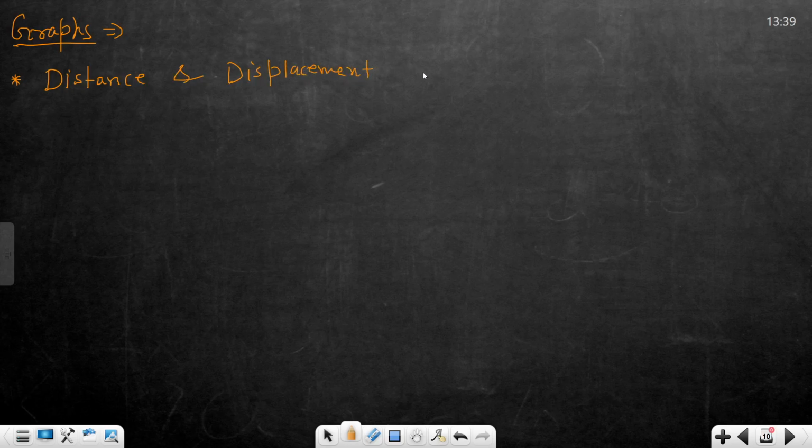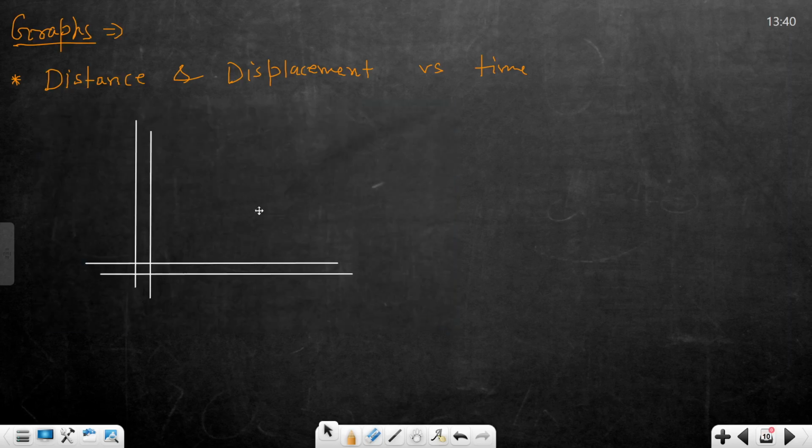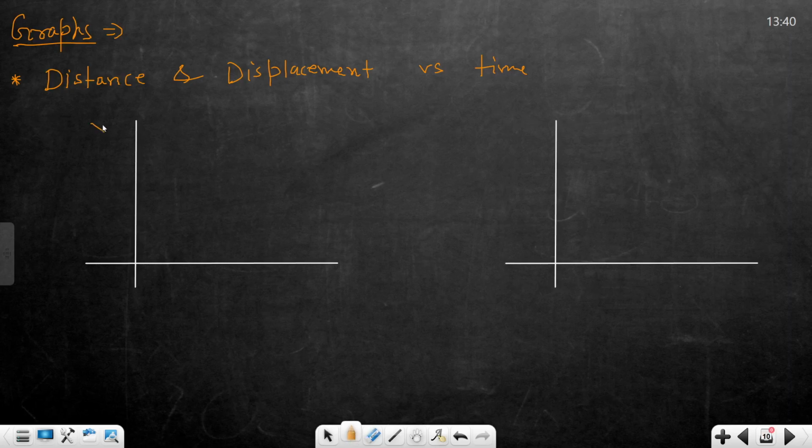चलो, graph. Now we will see graphs. First one is distance and displacement versus time. ये ग्राफ देखेंगे हम सारे, क्लोजली ऑब्जर्वेशन इसका करना है. First I will draw the axis. So this is your xt graph. Displacement, position versus time. This is your st graph.